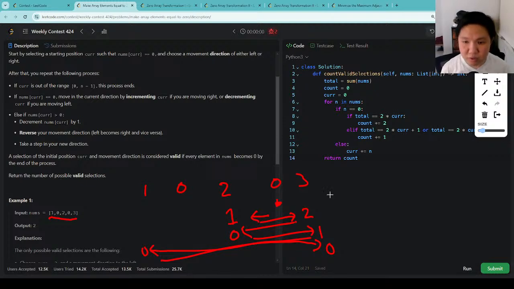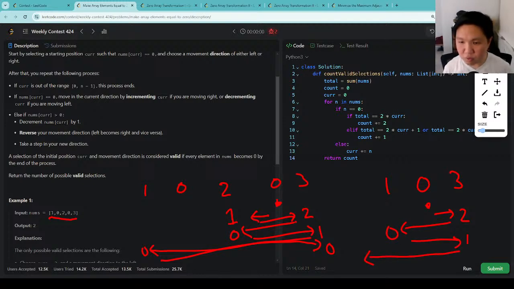When will it not end up with 0? If it's something like this, it's not going to end up 0. Because let's say you start here, you go here, this becomes 2, go here, this becomes 0, go here, this becomes 1. Now it goes infinite, and this 1 never goes to 0. So this will be an invalid combination.